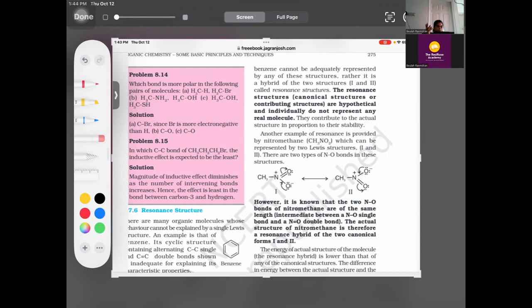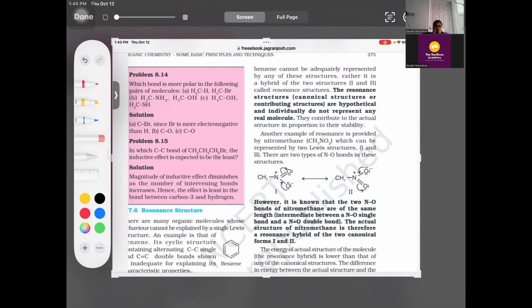These are hypothetical and individually do not represent any real molecule. We are writing this structure for our own understanding. It might be like this, it might be like that. In order to get an idea, we are using this resonance structure. And then it definitely contributes stability, in proportion to its structure. So this resonance structure definitely contributes stability to the compound.